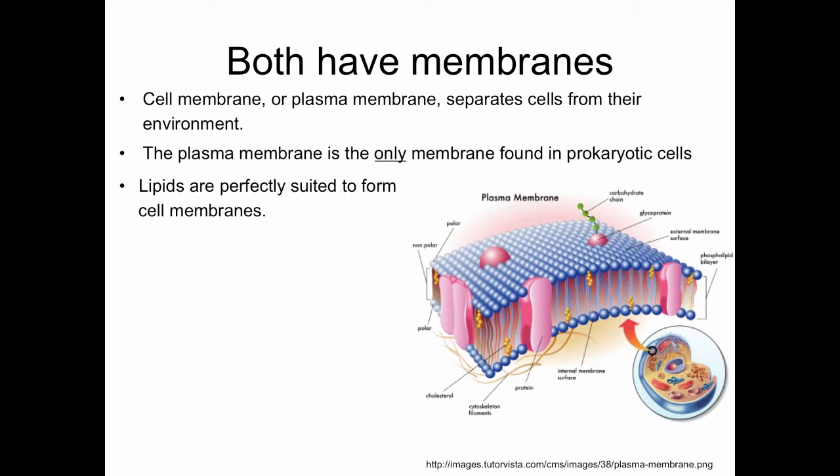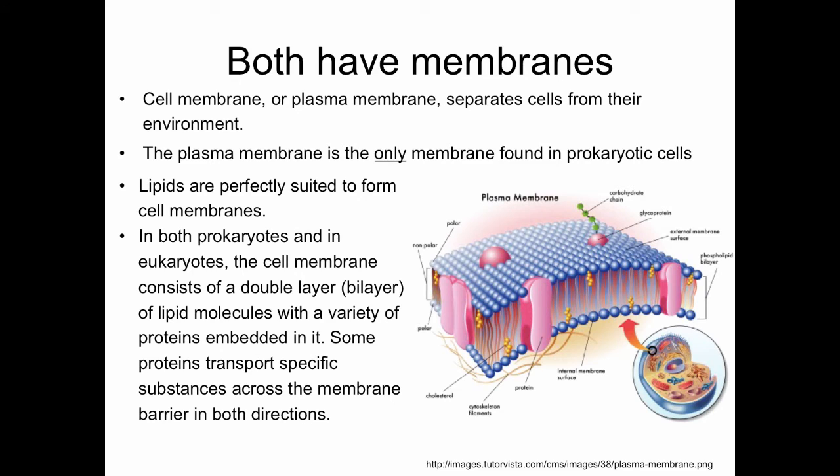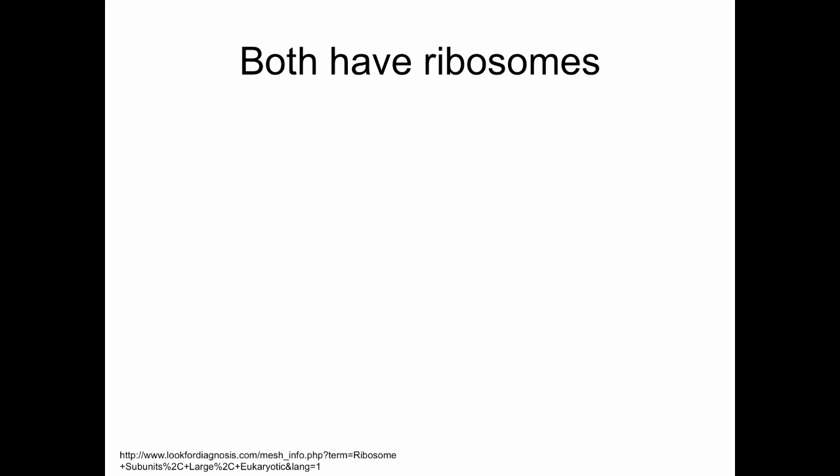Lipid molecules are perfectly suited to form cell membranes. So for both prokaryotes and eukaryotes, the cell membrane consists of a double layer or bilayer of lipid molecules with a variety of proteins that are embedded in it. Some of these proteins embedded in the bilayer actually have a role in transporting specific substances across the membrane barrier in both directions.